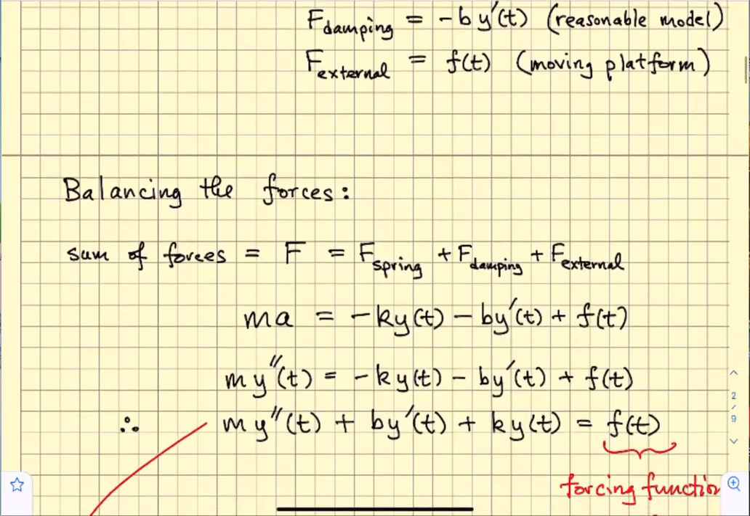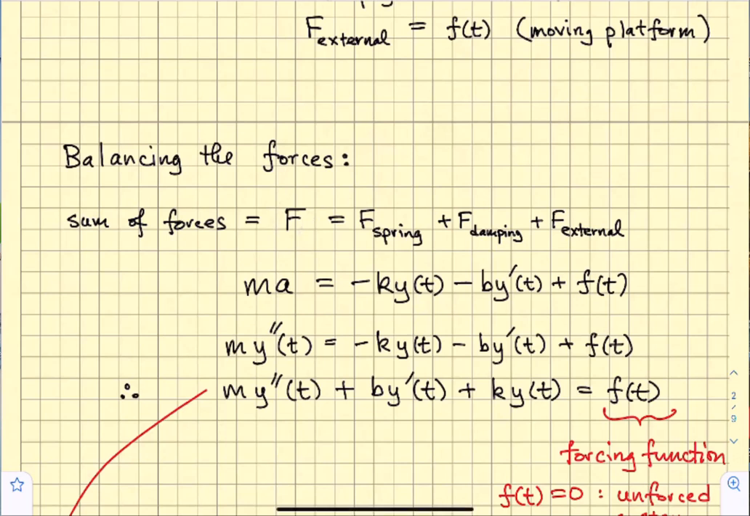Balancing the forces, we get that the sum of the forces is capital F, so that's the force due to the spring plus the force due to the damping plus the external force. Well, force is mass times acceleration. The force due to the spring by Hooke's law was minus k times y. The force due to the damping, we just took it to be proportional to, but in the opposite direction of the velocity, so we get minus b times y prime. And then the external force, we had that as f of t. Rewriting the mass times acceleration as mass times y double prime of t, and leaving everything else alone, we see that a differential equation is born in the unknown function y of t.